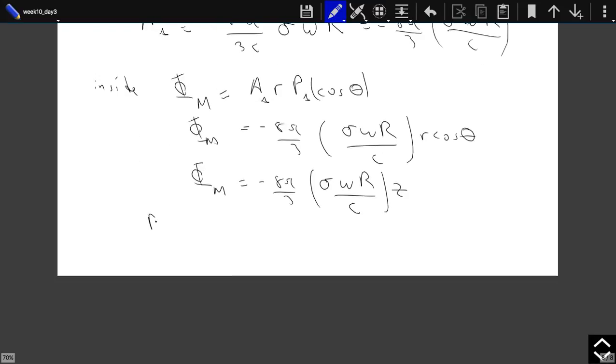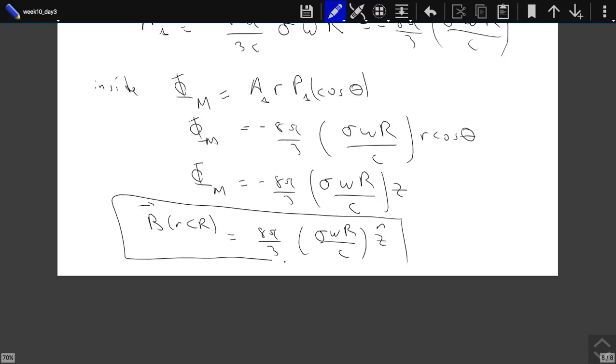So we can calculate B inside. B for R smaller than capital R is just the gradient of this one. This is equal to minus the gradient of that one, 8 pi over 3 sigma omega R over C in the z direction. A uniform magnetic field inside.